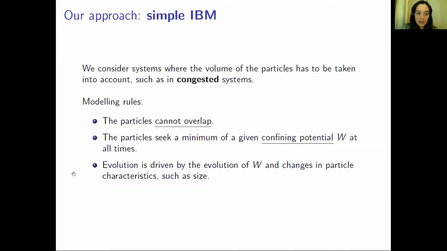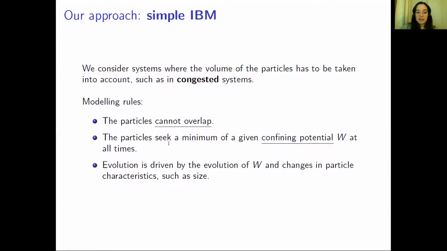And we try to keep the model as simple as possible. So we focus on three main rules. Rather than trying to model every mechanical aspect of cells, we consider behavioral rules. The first is that particles cannot overlap, and this is important to address the effect of crowding, and also to prescribe a minimum size for the cells.